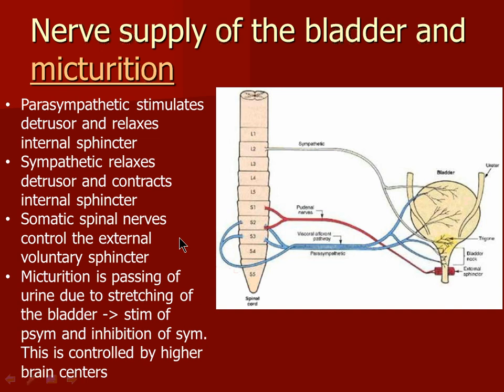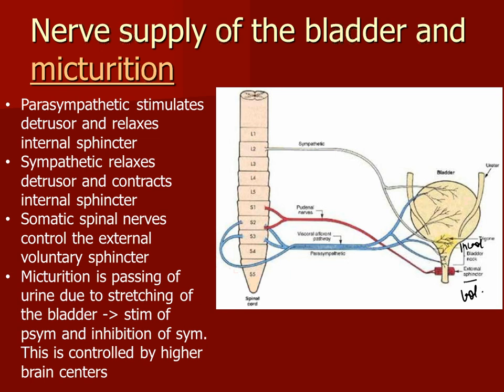So let's look at the nerve supply of the bladder and the process of micturition, or the passage of urine. Here the sympathetic and parasympathetic act hand in hand, very similar to the digestive tract. So here we saw that the bladder had this muscle wall called the detrusor. And then at the bladder neck, you had the involuntary sphincter, which was smooth muscle. And then on the outside, we had the external voluntary sphincter. So let's see what happens.